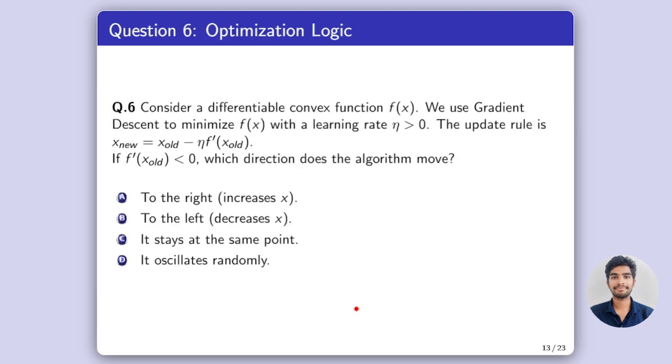Next, consider a differentiable convex function f of x. We use gradient descent to minimize f of x with a learning rate theta greater than 0. The update rule is here. If f dash of x is less than 0, which direction does the algorithm move? In the four options, one says it stays at the same point and oscillates randomly. I think there is no option for trial and error, so let me solve it.